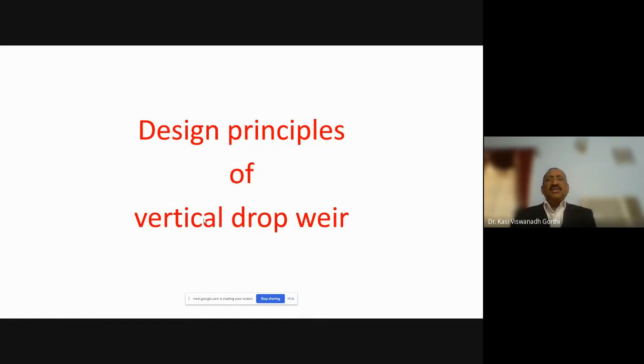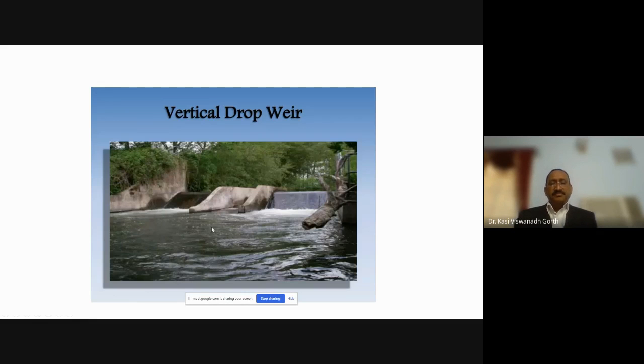We know the definition of a weir, a solid structure which may be constructed across a stream or a river so that the water may be diverted into the canals. From the stream or the river, the water will be diverted into the canals because there will be a rise of water level by constructing this solid masonry or a concrete wall across the stream.